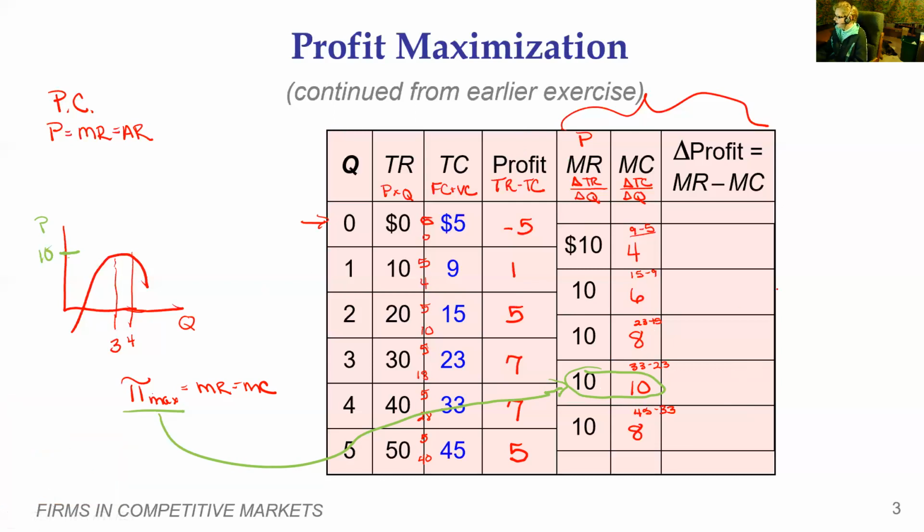Okay, there we go. So change in profit. We have marginal revenue 10 minus 4, so that's 6. 10 minus 6 is 4. 10 minus 8 is 2. 10 minus 10 is 0 because that's our maximum. That's where profit is maximized. And then 10 minus 12 is negative 2.